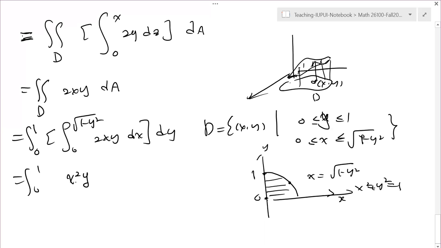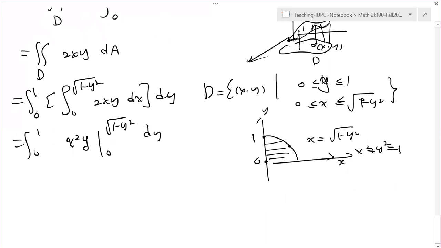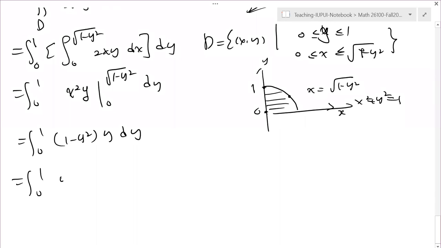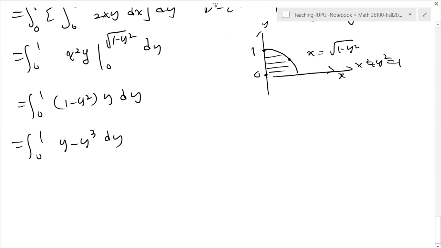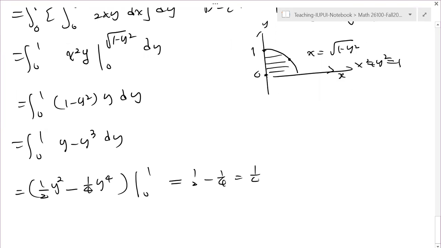The antiderivative of this will be x squared y. Now we are lucky here. Then you replace x squared by 1 minus y squared, so you will get y minus y cubed dy. So it will be half of y squared minus a quarter of y to the fourth power. Evaluate at the two endpoints, it's 1/2 minus a quarter, so it's going to be 1/4.